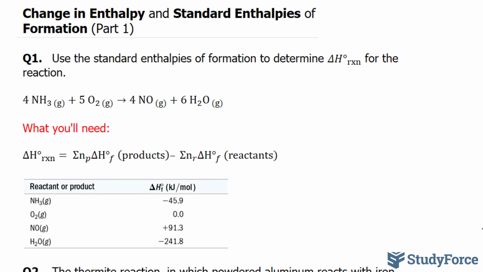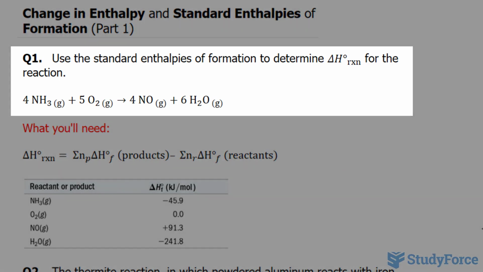In this lesson, I'll show you two examples where we solve problems involving change in enthalpy and standard enthalpies of formation. Question 1 reads, use the standard enthalpies of formation to determine delta H, which is the change in enthalpy for the reaction, and the reactions shown underneath.